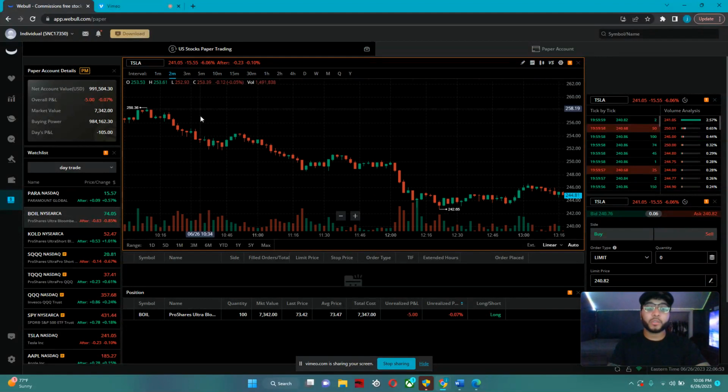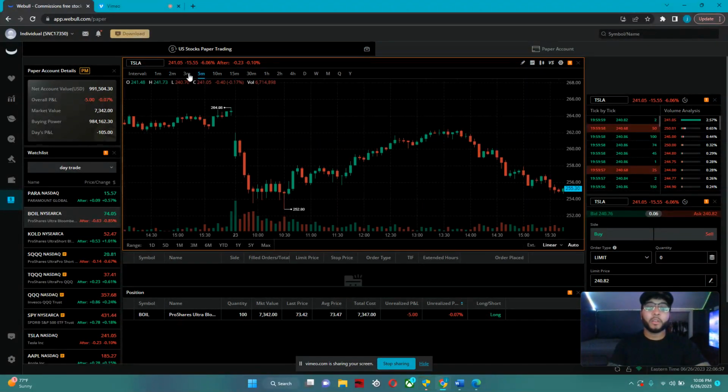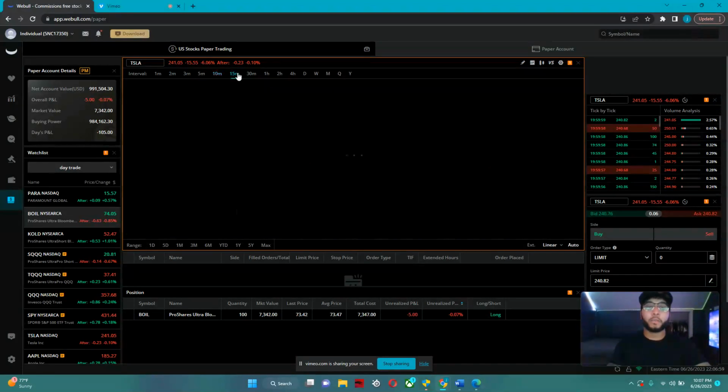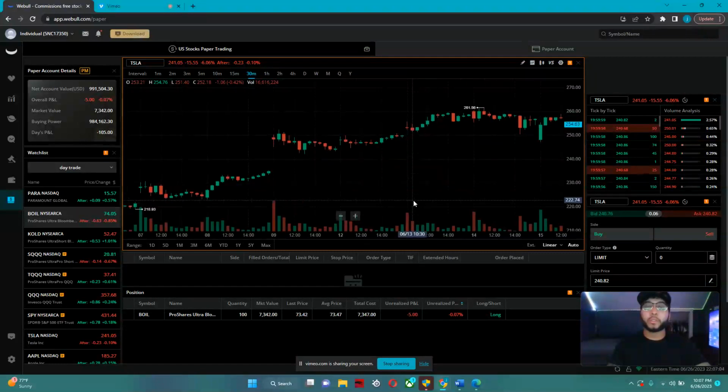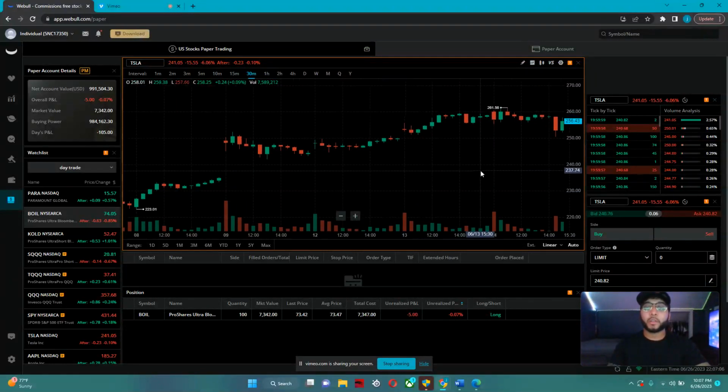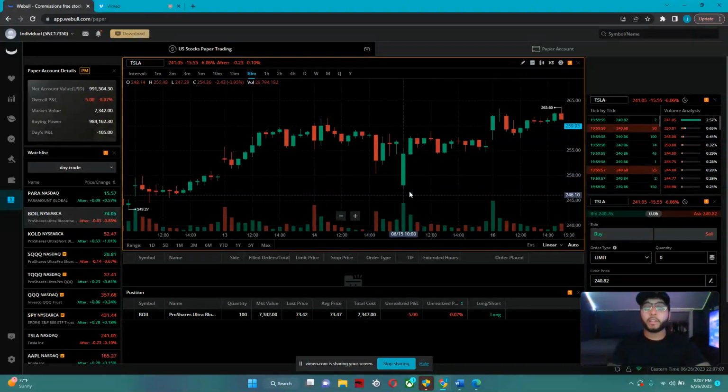So you can look at it on the 2 minute. This is what's happening within 2 minutes of trading time. There's 3, 5, 10, 15, 30 minute. And when you take a look at the bigger candlesticks, you can get a better idea of what's going on. It takes longer to form these. So over time, if you see a lot of red candles on these bigger time frames, it's not going to be a bullish day for whatever stock you're trading.